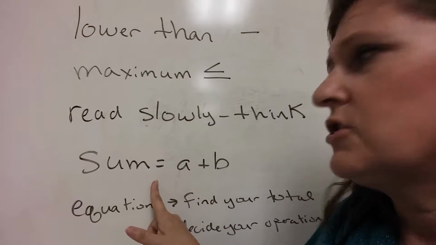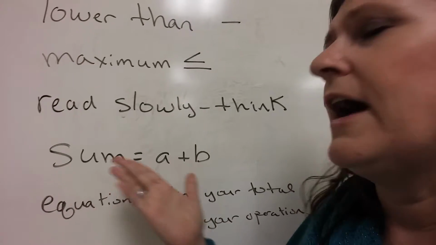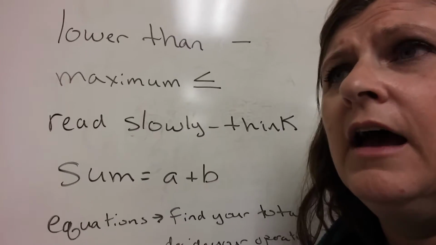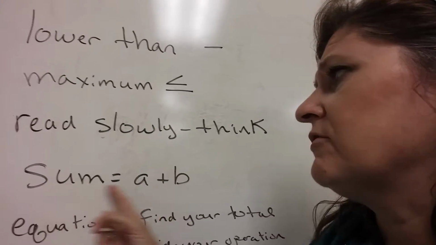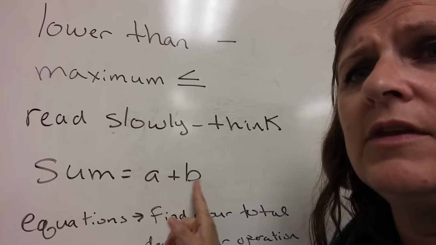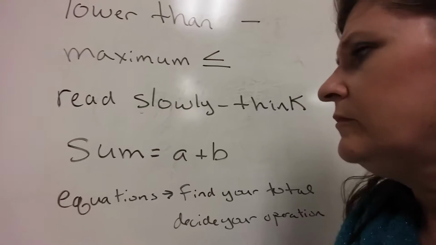Another thing that you might want to think about is the word sum. We know sum means addition, and that's going to equal like A plus B. So if I have an equation saying the sum of something is a number, and that I have one of the other numbers, I'm going to have to write my total, my sum on one side, and then that's going to equal the numbers on the other side. You might want to write that down as well.